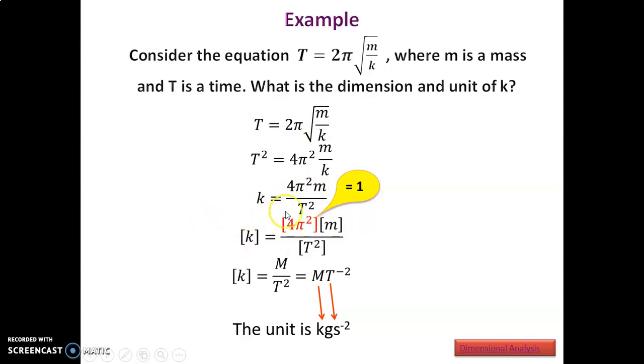Now, at this step, you have to do dimensional analysis. Please put the square bracket at each physical quantity and numbers on the left and also on the right hand side of the equation. Therefore, the dimension for 4 pi square, or dimension of a number, is equal to 1. Dimension for mass is capital M. Dimension for time or period is equal to T. Therefore, the dimension for k is M per T square. Now, dimension M always represent kg. Dimension T always represent second. So, the unit for k is kg per second square.